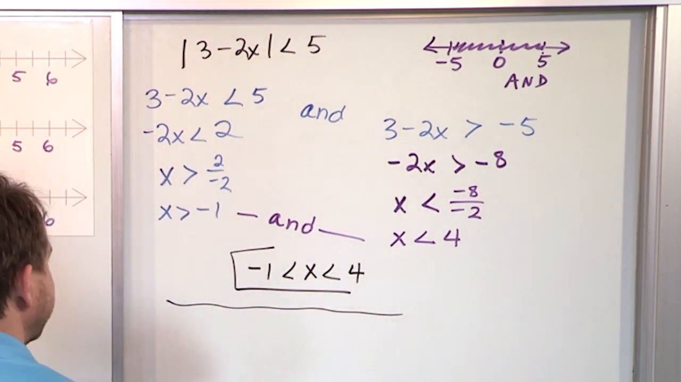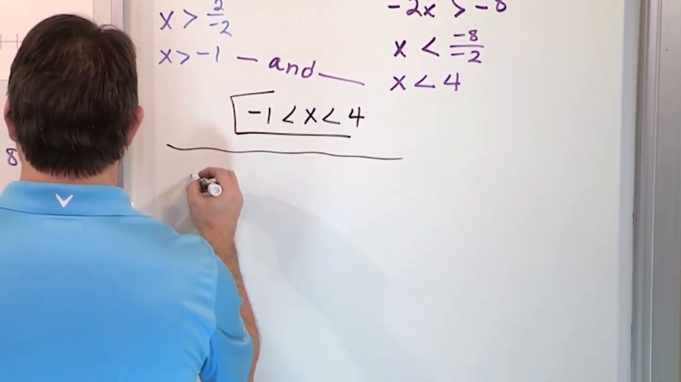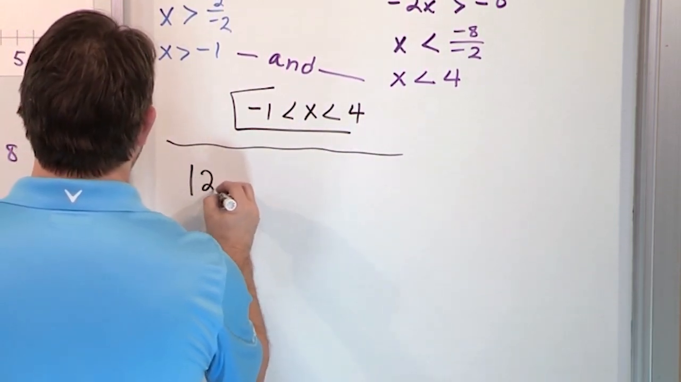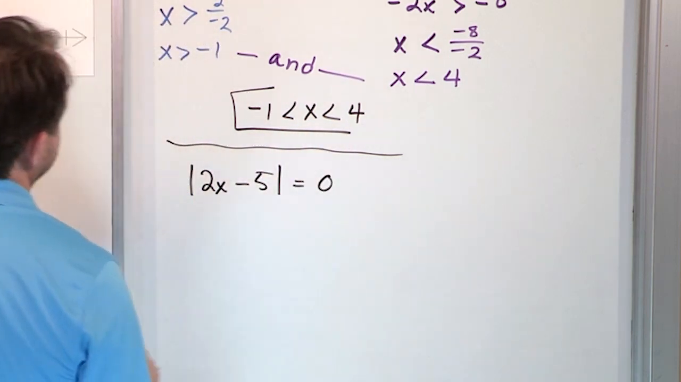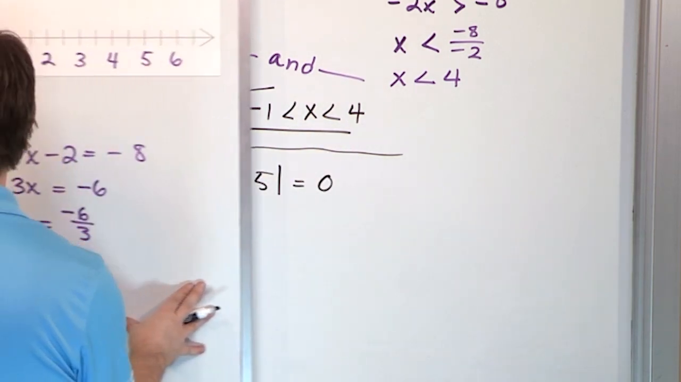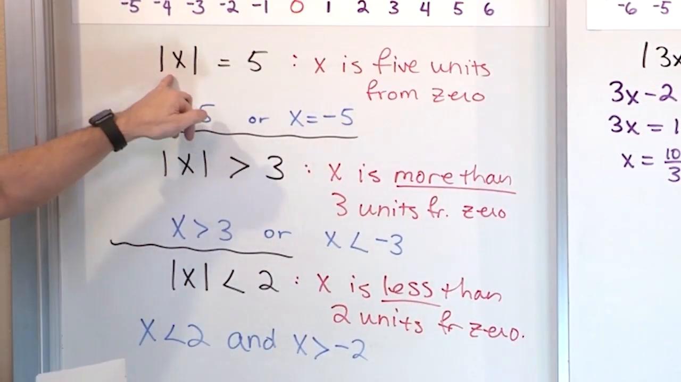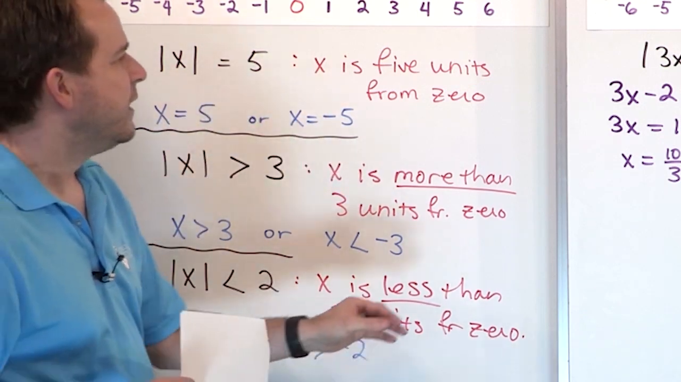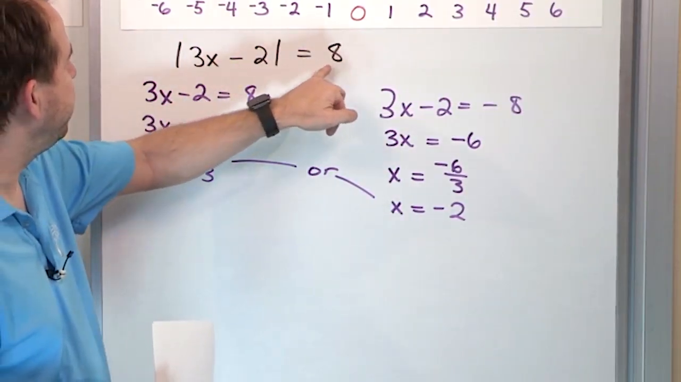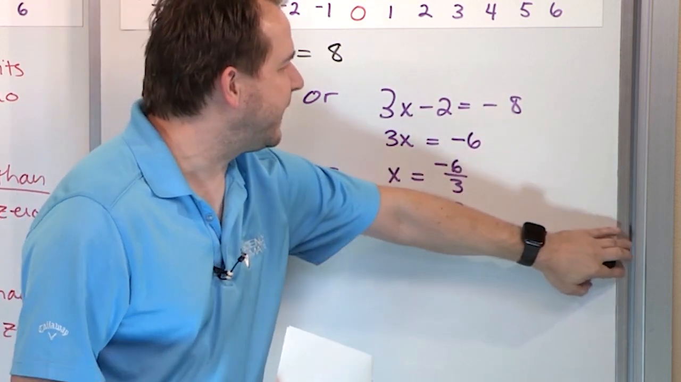All right, let's do this next one. This one's pretty good, I think, to illustrate a point. 2x minus 5, absolute value, equals 0. Now, we had a similar set of problems. We said when we had an absolute value equal to a number, it could say the inside is equal to 5 or negative 5. We actually did one here. We said the inside could be equal to 8 or the inside could be equal to negative 8.